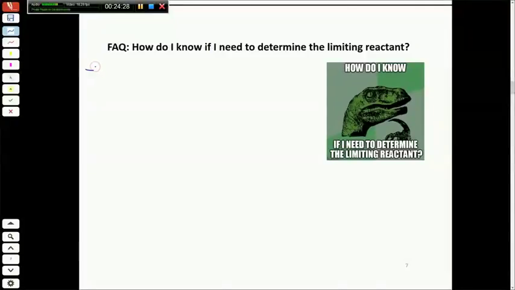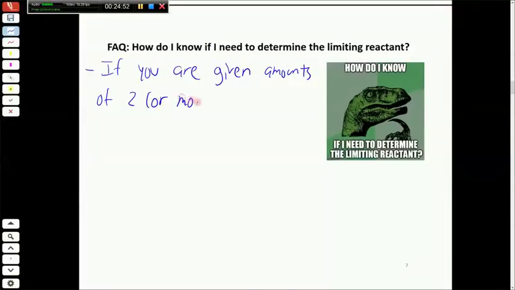There are really two scenarios that you're going to encounter in problems. If we give you the amounts of two or more reactants, so we tell you that you have this many grams of one reactant, this many grams of another, or any other amount, whether it be moles or volume of solution, as we'll talk about in Chapter 6, you must first determine which one of those is the limiting reactant.